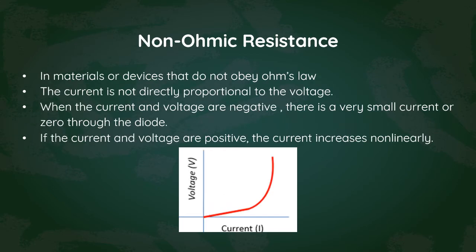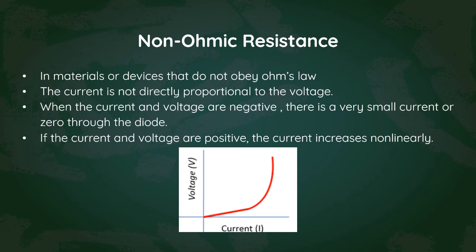Then for non-ohmic resistance, on the other hand, these are materials that do not follow Ohm's law. So the current is not directly proportional to the voltage. When the current and voltage are negative, there is a very small current, or zero, through the diode. And if the current and voltage are positive, then the current increases non-linearly.